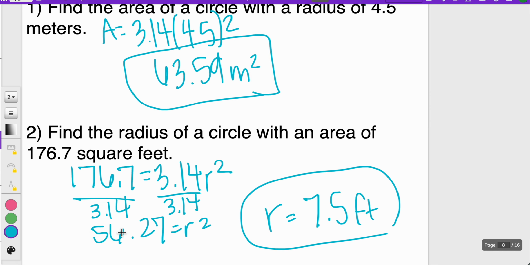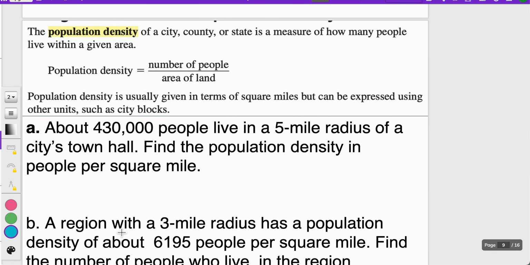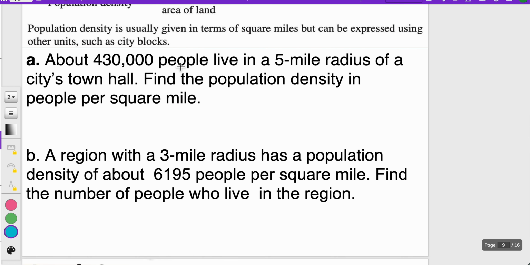Next up, we're going to talk about population density. Population density can be found when you have the number of people divided by the area of land. So this is in your notes. Okay. So the first one, about 430,000 people live in a 5-mile radius of a city's town hall. Find the population density in people per square mile.